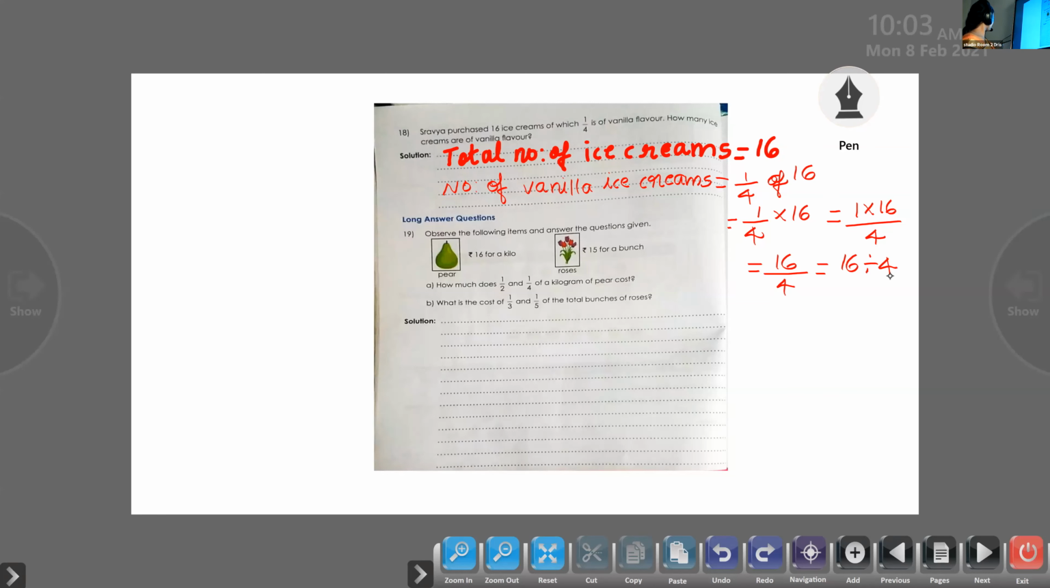Meenakshi TS, 16 divided by 4. What will you get? 16 divided by 4. That means which number into 4 gives 16? The table of 4. Check whether 16 is coming in the table of 4. Just check the table.